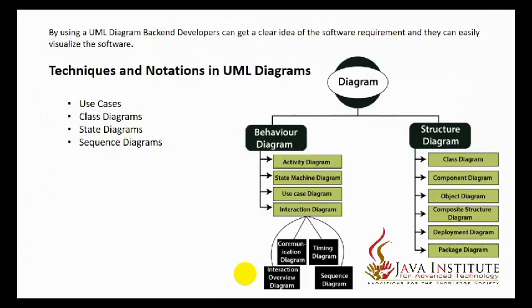The purpose of using UML diagrams is that it is very important for backend developers to get a clear idea of the software requirements, and they can easily visualize the software from this. There are techniques and notations we use in UML diagrams. They are use cases, class diagrams, state diagrams, and sequence diagrams. There is an image, you can see this UML diagram.